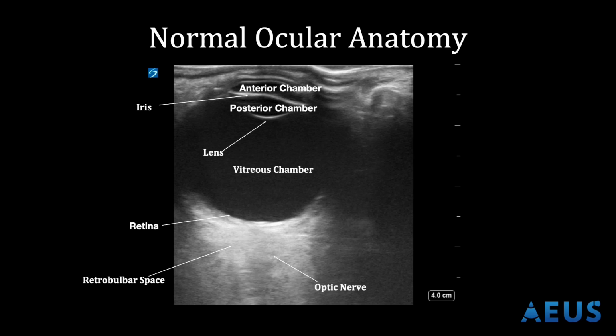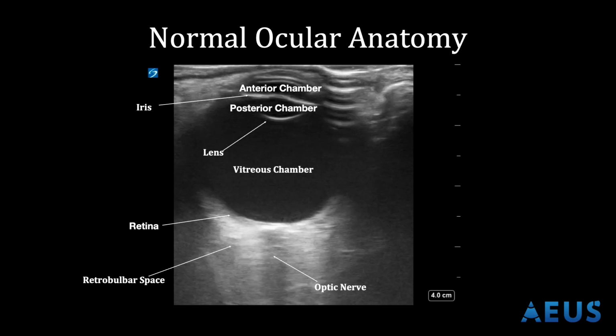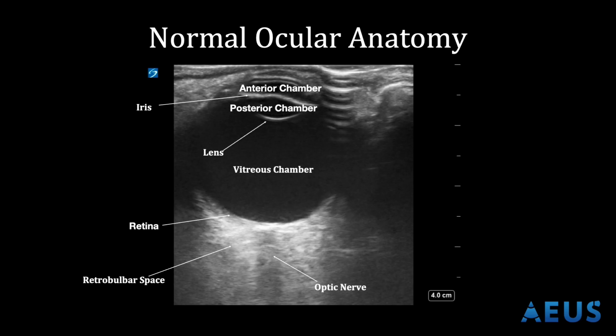Once you have prepared the patient for the exam and have the right machine settings, the next step is obtaining an image. You should place the ultrasound over the eye, and you should see an image similar to the one shown. You want to fan completely through the eye to visualize all of the structures.